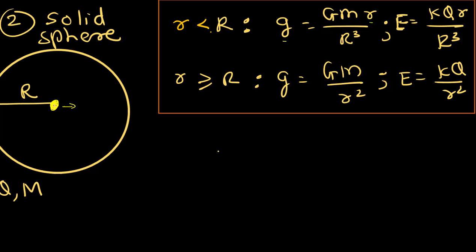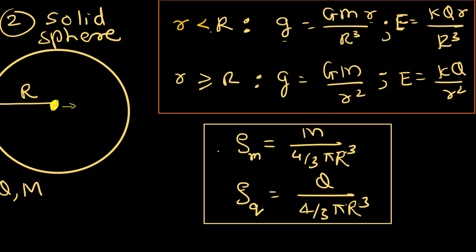So inside the sphere, that is for r less than R, the field increases linearly with distance from the center. In other words, if you move away from the center, the field keeps getting stronger until you reach the surface. Okay, at this point it is also helpful to introduce two key quantities, mass density and charge density. So this is mass density, total mass of the sphere divided by its volume, and this is charge density, total charge on the sphere divided by its total volume.